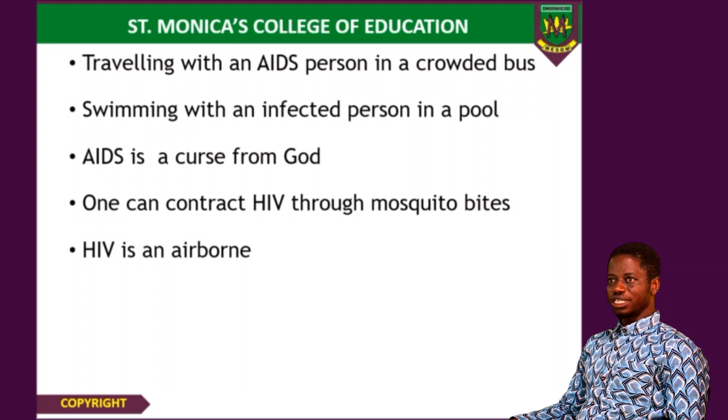The HIV virus cannot survive on the cells of mosquitoes. And HIV is not airborne. That doesn't mean if you sneeze, like COVID-19, HIV is not like that. It's not an airborne disease.